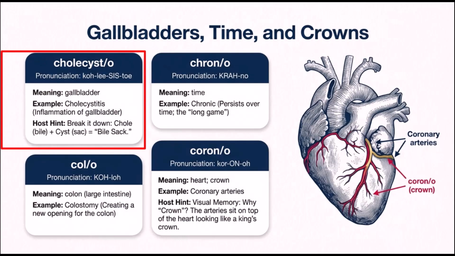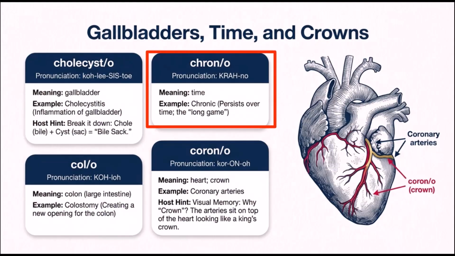Okay, now a term about time. Chrono. The definition is time. So in medicine, this is about a condition being chronic. Right. It persists over time. It's not acute. It's the long game.